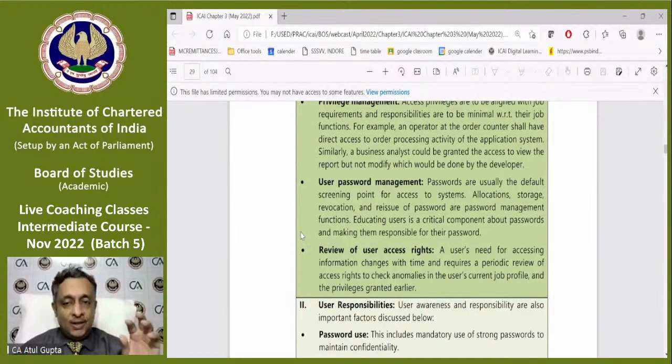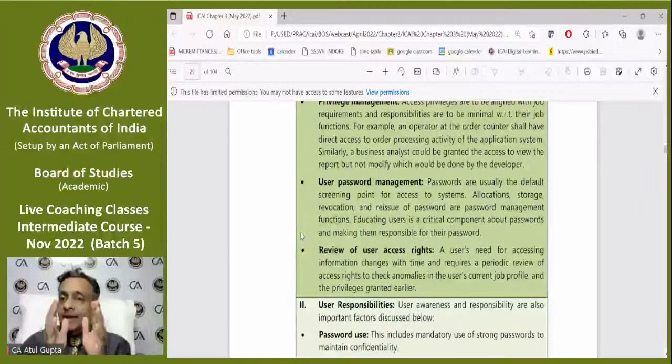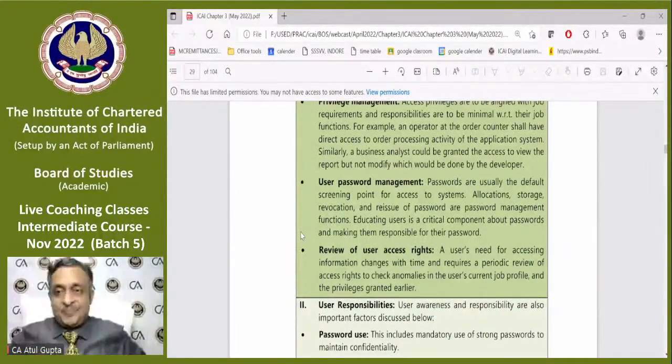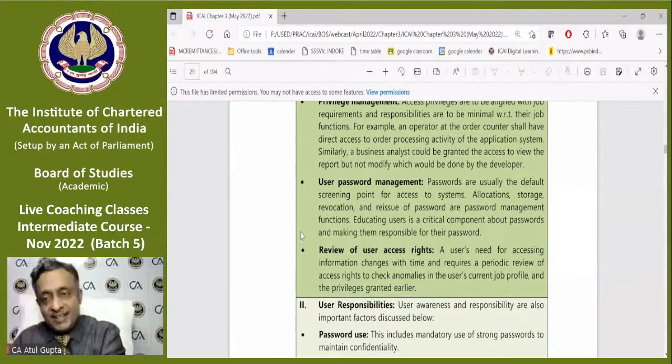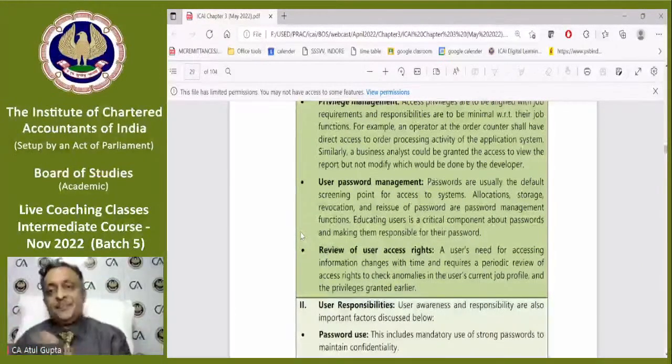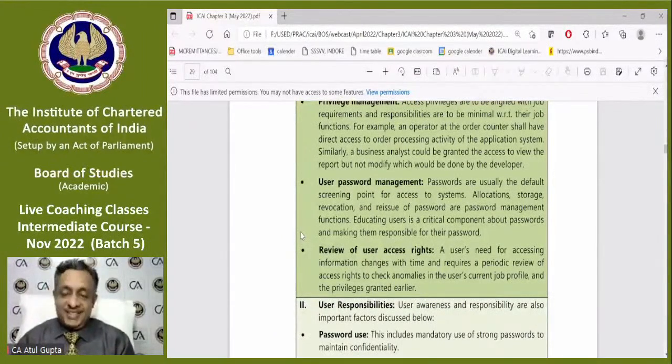A user's need for accessing information changes with time. See what happens: suppose you are joining a company as a junior accountant, you become senior accountant, then manager accountant, your job profile changes, so do your rights. Okay, so let me ask this question. Job profile and rights. Who is born first? Job profile or user right? You have to say whether job profile is born first or user right is born first. Based on this, we'll discuss.